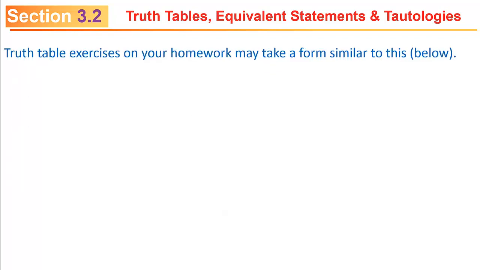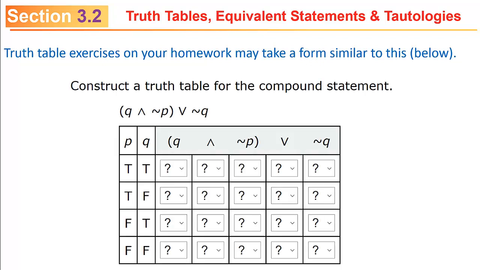On the actual WebAssign homework, sometimes these truth tables look slightly different because they're going to ask you to use drop-down boxes to pick your trues and falses. I want to show you what it might actually look like in WebAssign. You might get something that looks like that. So you've got to practice what this means. And part of it is probably pretty common sense.